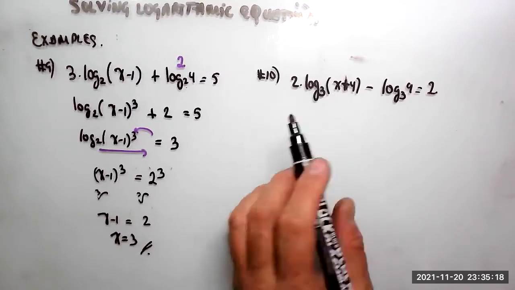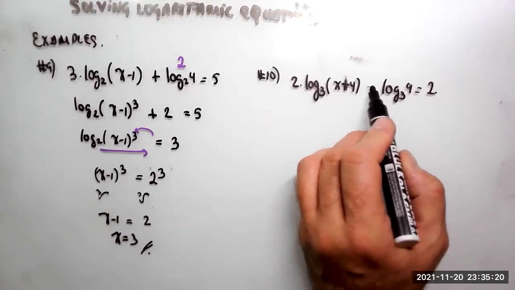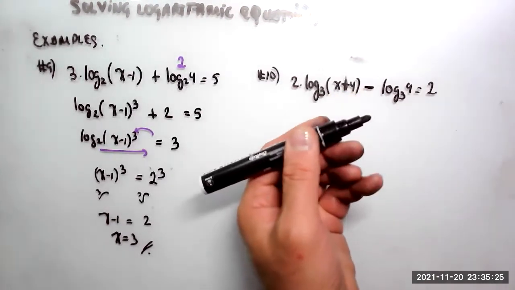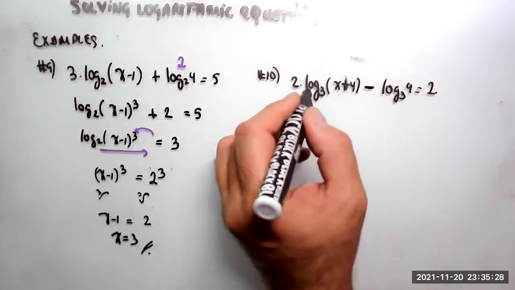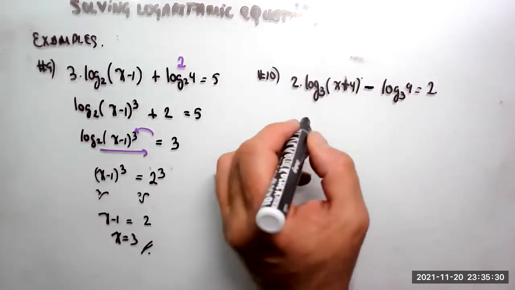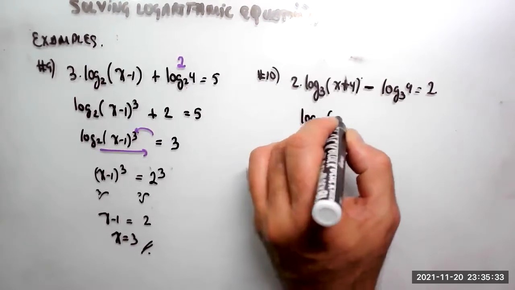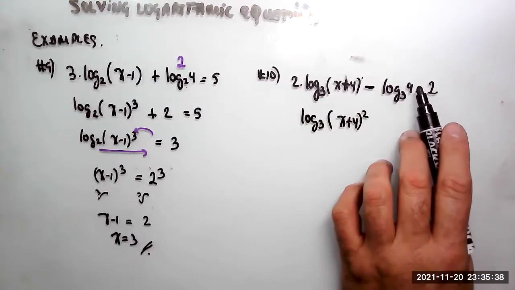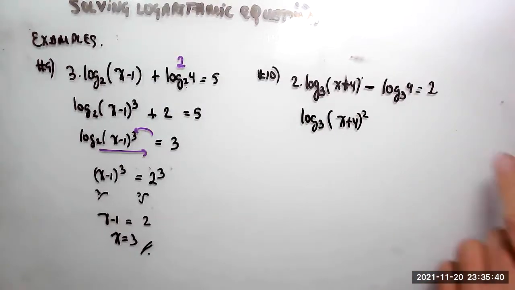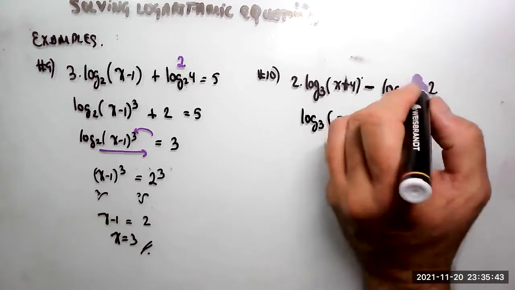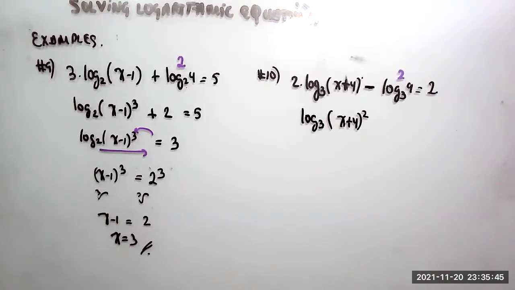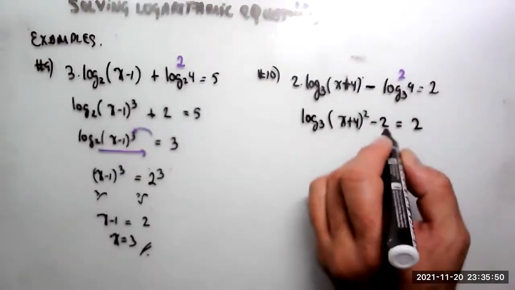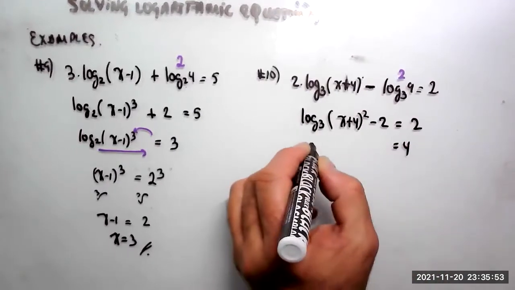Example number 10, same old. In this case, now we are subtracting. So of course, we know the quotient rule. However, first, let me clean this. 2 times, I can bring that as the exponent. So log base 3 of x plus 4 squared. Now, what are we asking here? 3 raised to what number equals 9? Of course, the answer is 2. 3 squared equals 9. So instead of using the quotient rule, we can just simply say minus 2 equals 2. We add 2 to both sides.